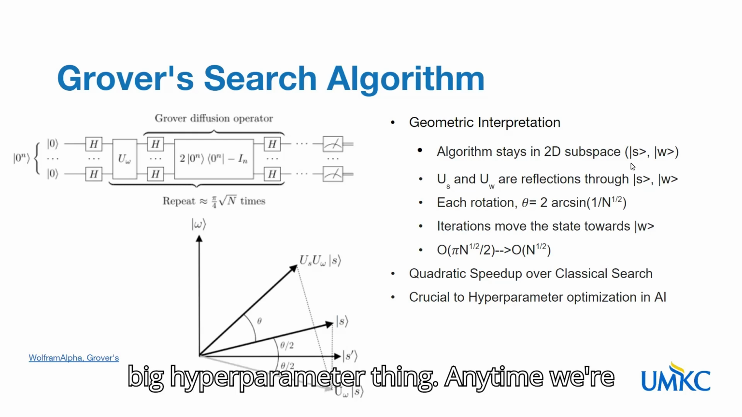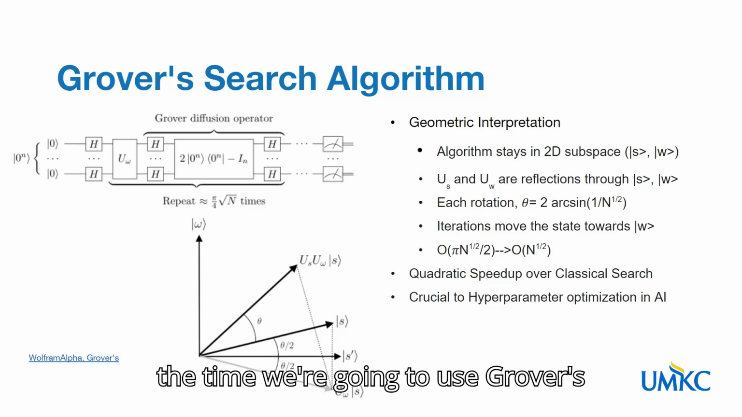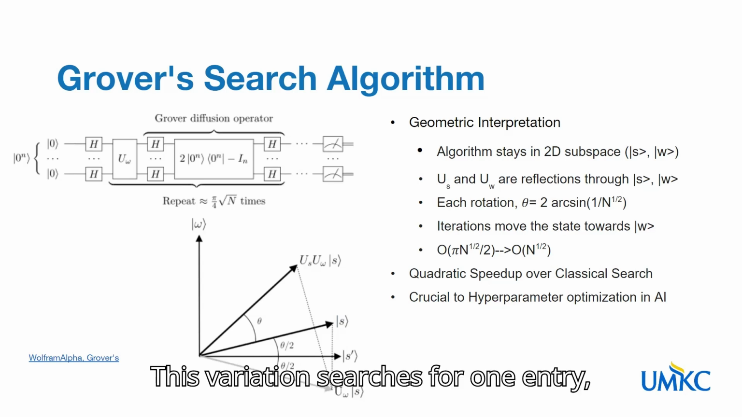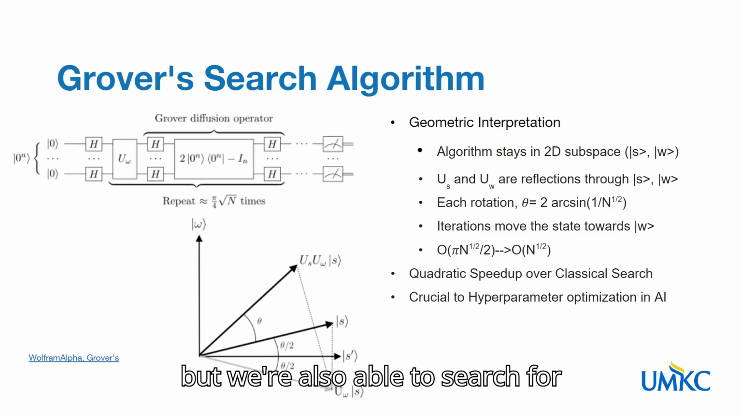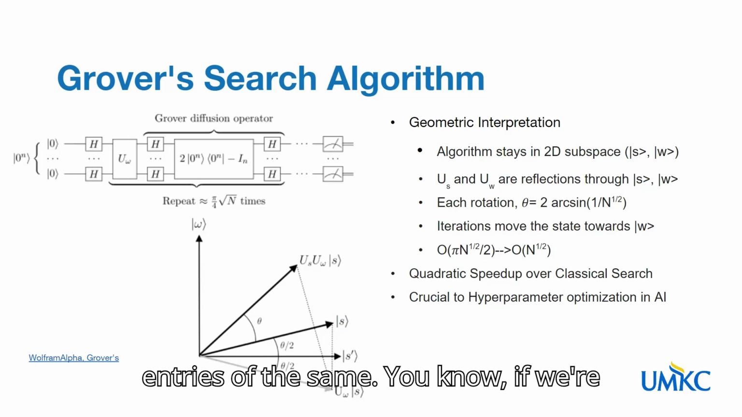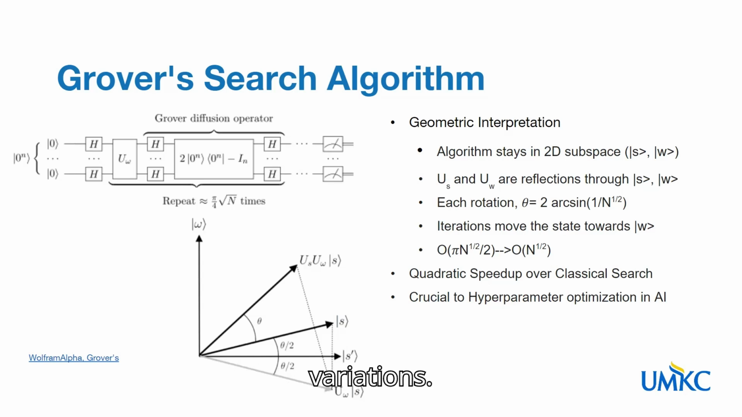And this is a big hyperparameter thing. Anytime we're conducting a search in quantum, most of the time we're going to use Grover's search algorithm or some variation of it. This variation searches for one entry, but we're also able to search for multiple different entries or multiple entries of the same. If we're searching for 4, we can find all instances of 4 with different variations.